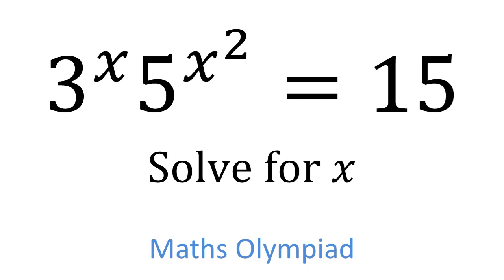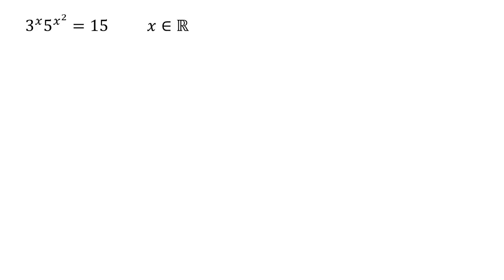In this Maths Olympiad preparation video, we're going to solve the equation 3 to the power of x times 5 to the power of x squared is equal to 15. So here's our equation, and we're looking for x's in the real numbers.